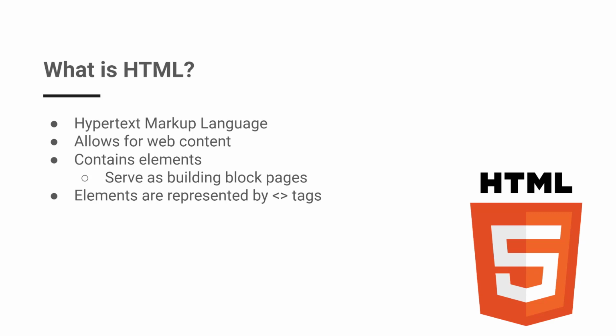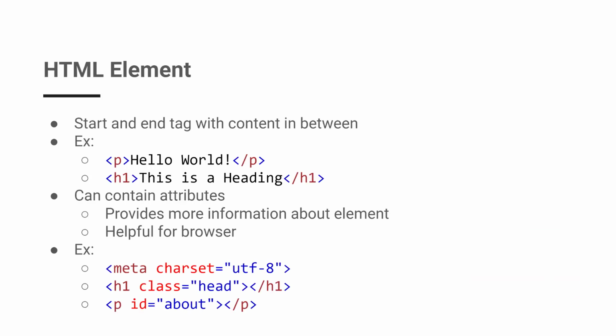So what is HTML? HTML stands for Hypertext Markup Language, and it allows for web content to be displayed. They contain elements which serve as the building blocks for pages, and elements are represented by the angled bracket tags. So an HTML element contains a start and end tag with content in between. Here we can see an example with a tag called P, and our content is hello world, and then we close that off with a /. And we have an H1 tag contains content which says this is a heading.